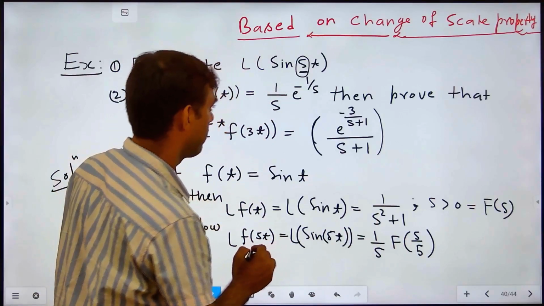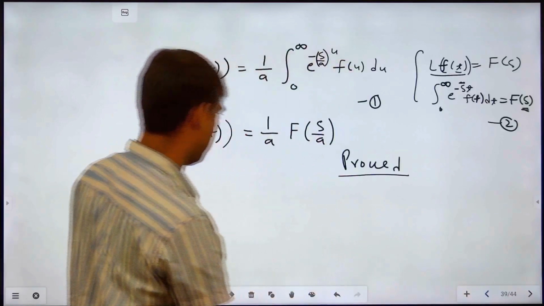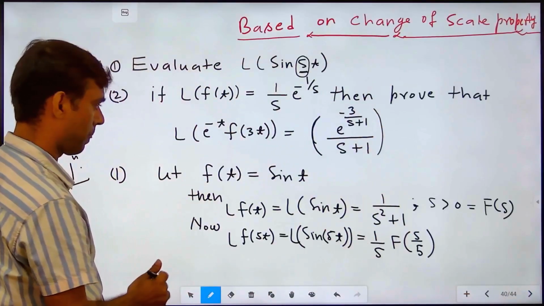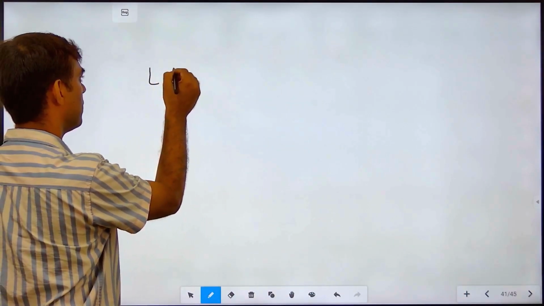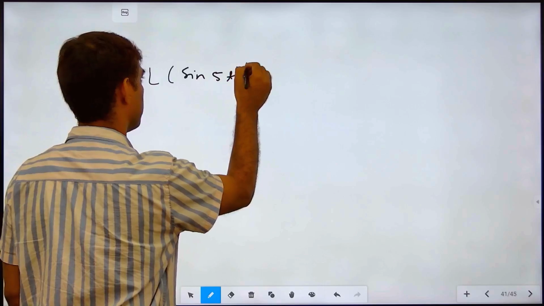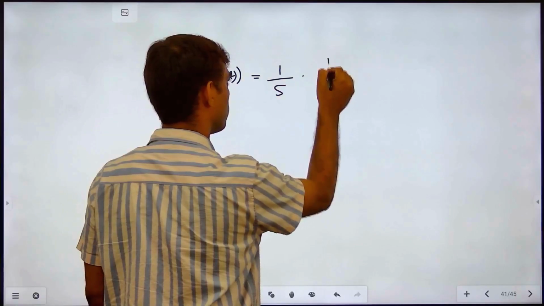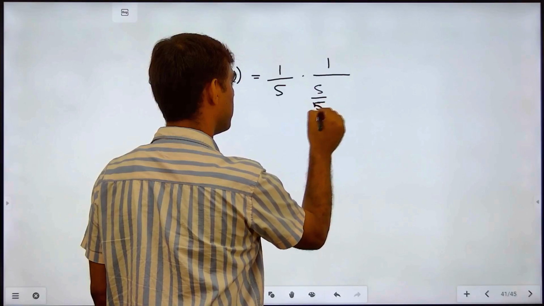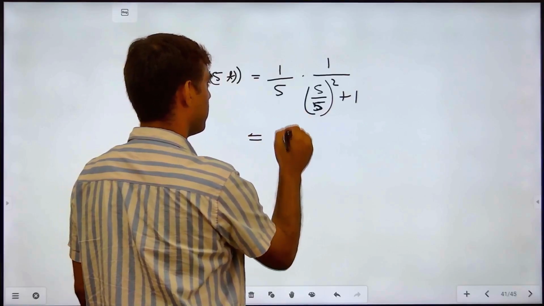So this one is s by a. Okay, sorry. So in the next step we are going to write Laplace transform of sin 5t equals 1 upon 5 into 1 upon (s by 5) whole square plus 1. If we simplify, then what does this become?